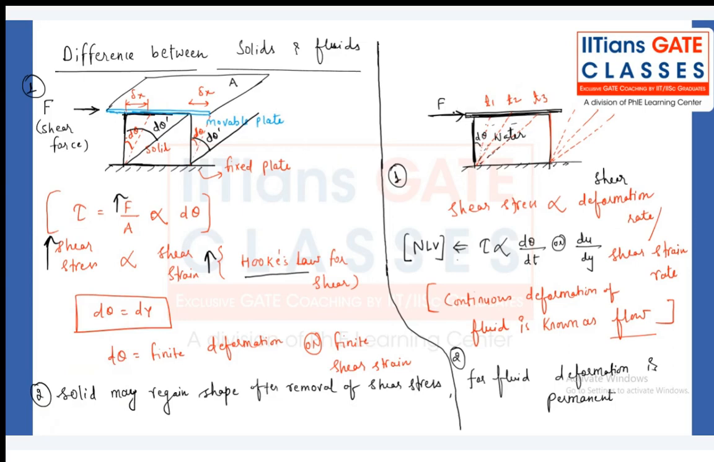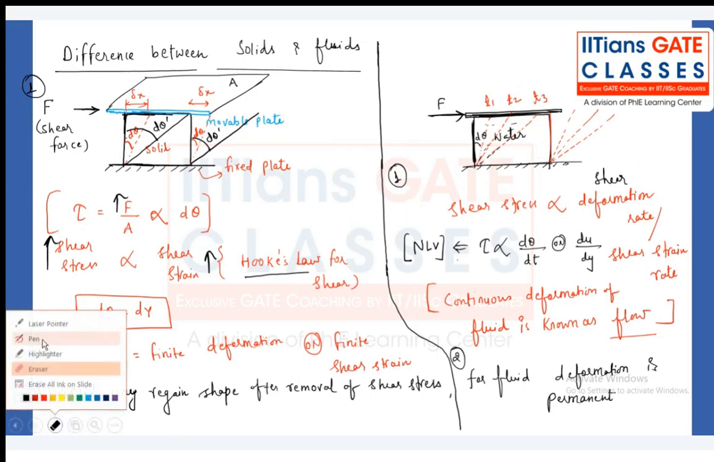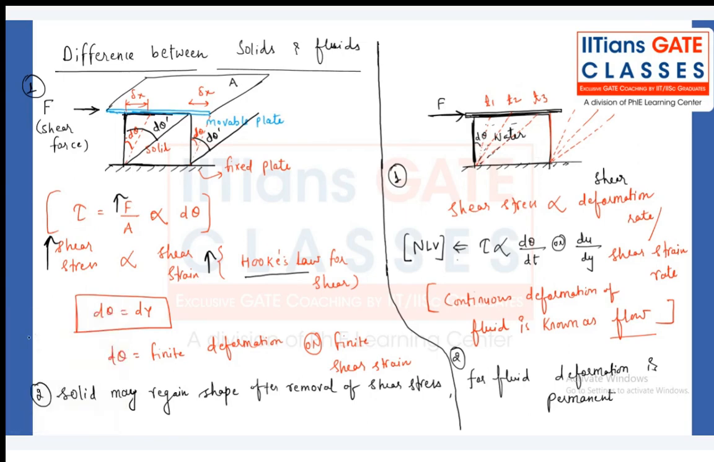That means if you take a fluid element and you have a mobile plate, you just move the plate with the help of force. The fluid elements which are at rest will also start moving with the plate like anything. This type of flow is called viscous driven flow.